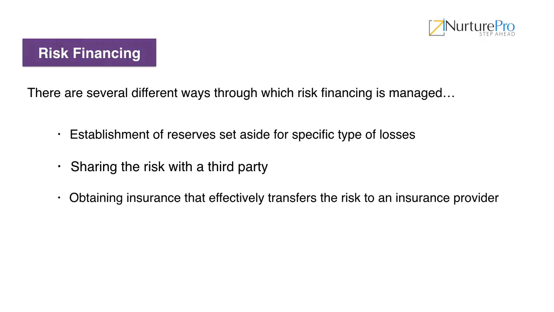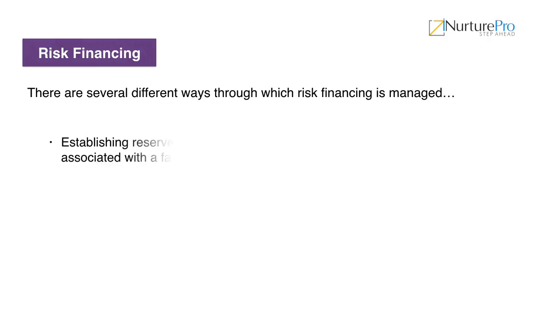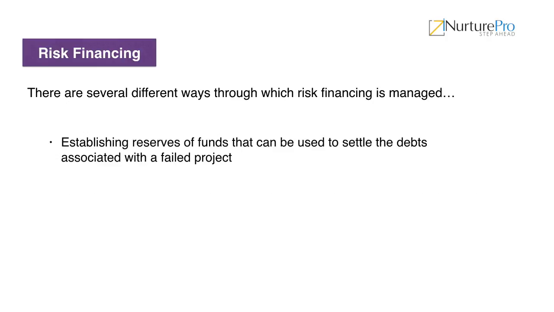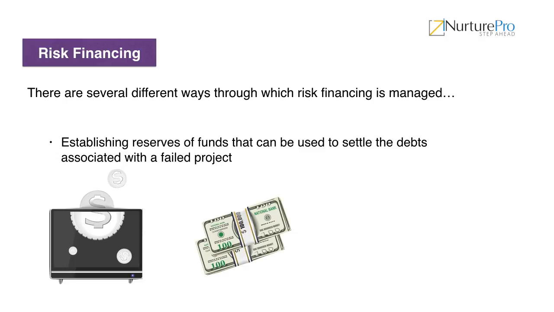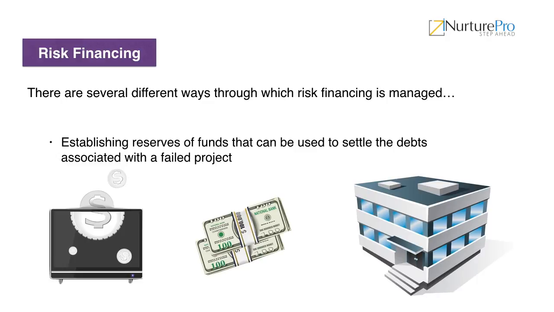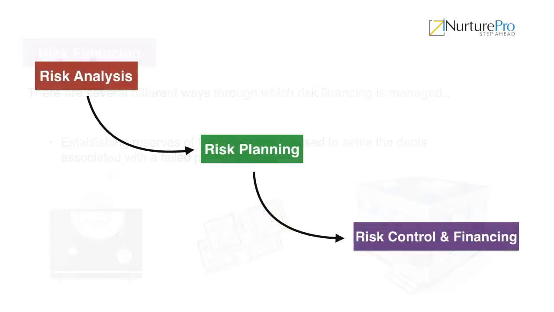A company may also choose to manage risk financing in-house by establishing reserves of funds that can be used to settle the debts associated with a failed project. This approach effectively allows the business to provide itself with a form of self-insurance. The funds are usually placed into some sort of interest-bearing account and earmarked as backup funding for use in emergency situations only.